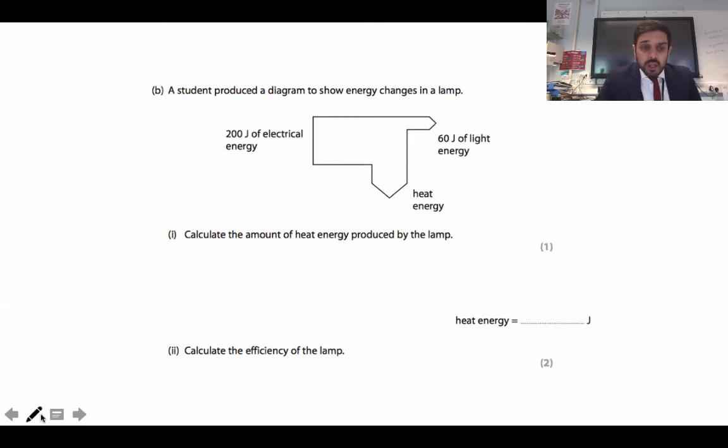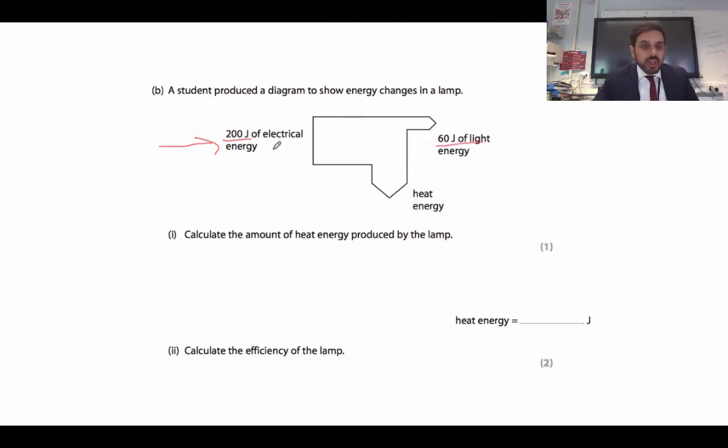Okay, now, you might get asked to interpret one of these. Now, they look difficult, but actually it's really easy. They're called Sankey diagrams, but you won't even have to draw one or name it. You might be asked to interpret it. So for this, a student produces a diagram to show energy changes in a lamp. Okay, so that's the amount of energy that goes into the lamp, 200 joules. Yeah, 60 joules of it is light. So how much is heat?